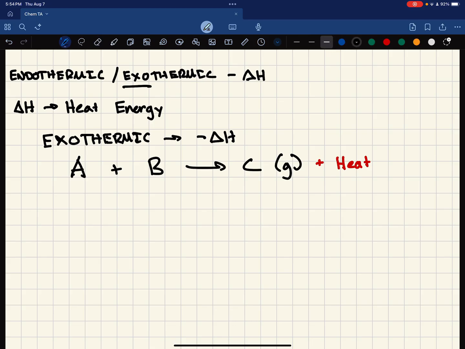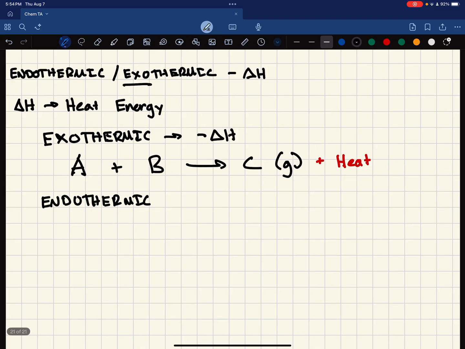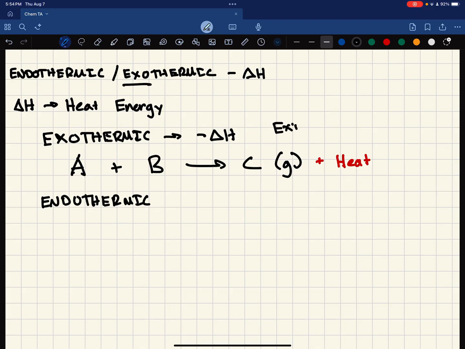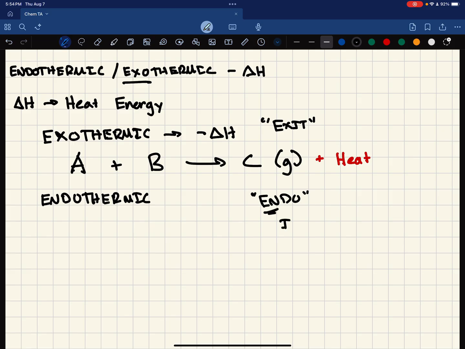Okay? So now with endothermic reactions, you can probably guess endothermic just means you are putting in heat, like the reaction requires heat. Okay, so it gains heat energy. And just like exothermic was like exit, right? Heat is exiting. This is endo, which means it's like going into, and you can even think of like en, like in, right? Heat energy is going into the reaction.